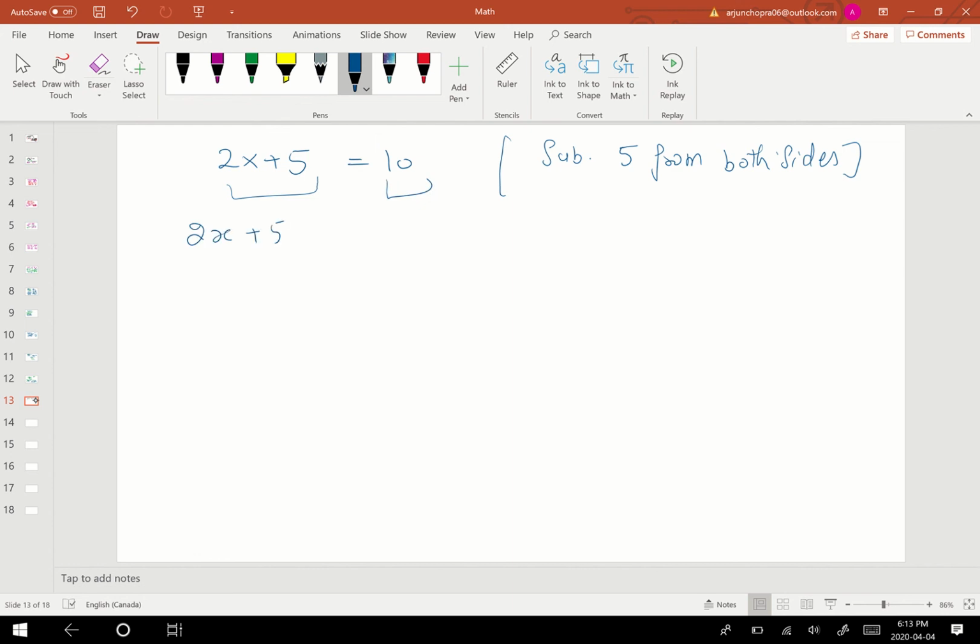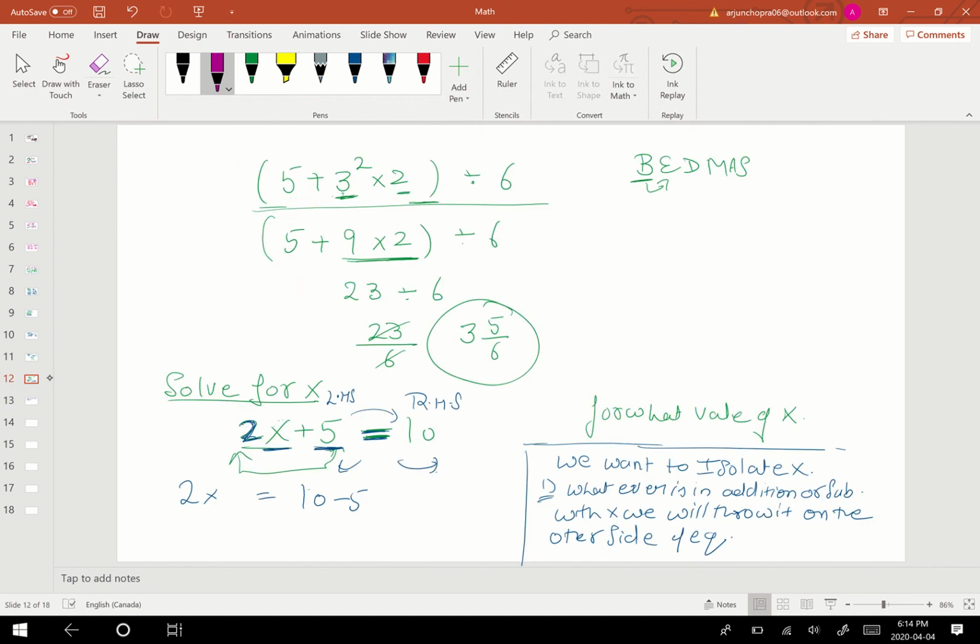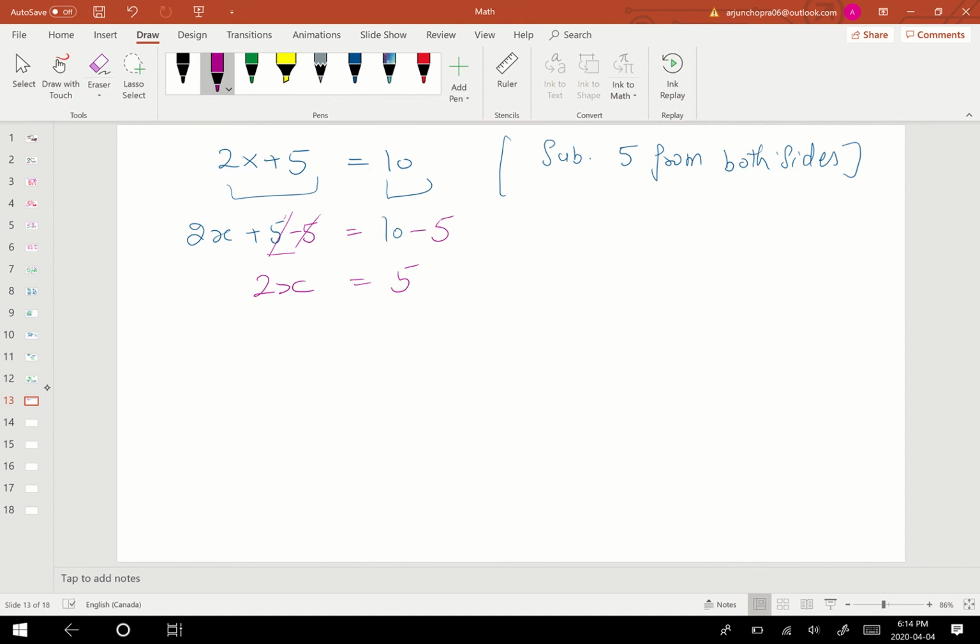So 2x plus 5, I'm going to subtract 5 from here, and this was 10 minus 5. So I've applied it on both sides so that the equation can be balanced. So this 5 minus 5 becomes 0, so this becomes 10 minus 5, which is equal to 5. So 2x equal to 5. Previously, if you recall the previous slide, I took this on the other side, and this becomes 10 minus 5 and 2x equal to 5, which is the same thing I've got from here. So you can do it any which way, the answer will be the same.